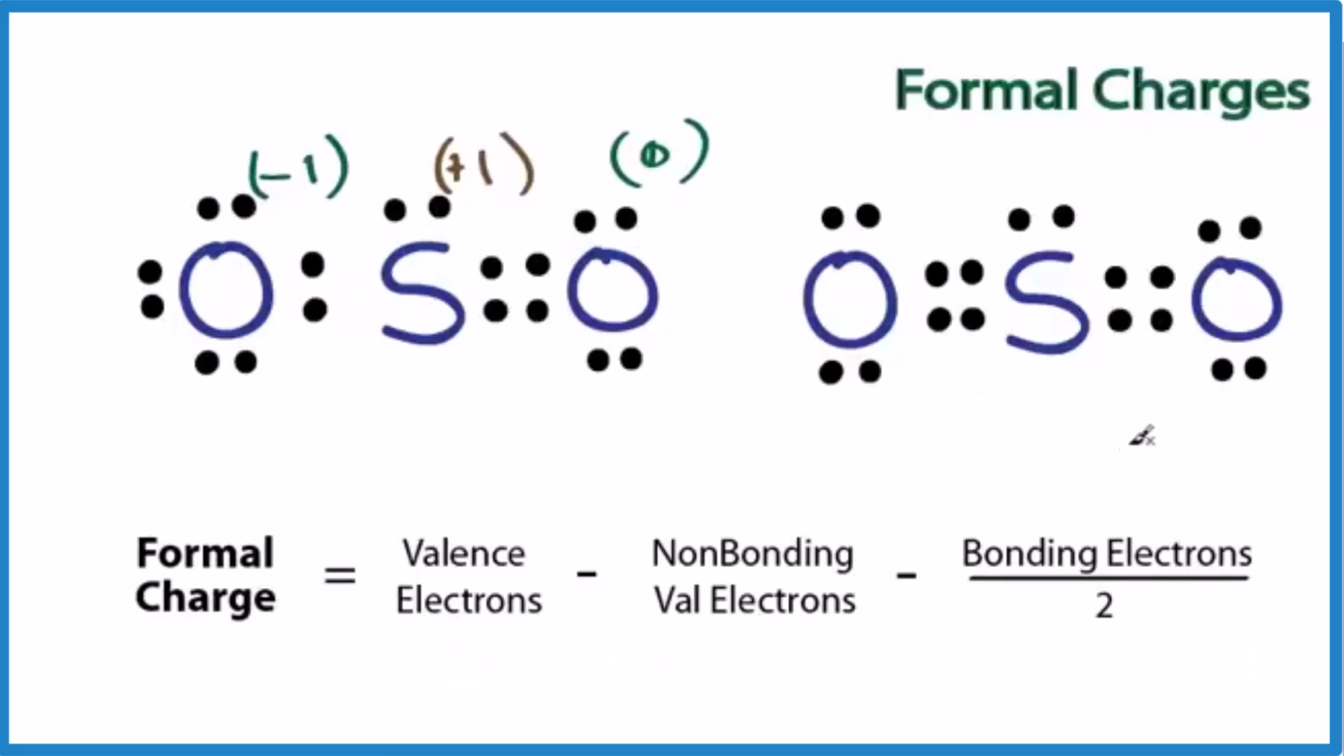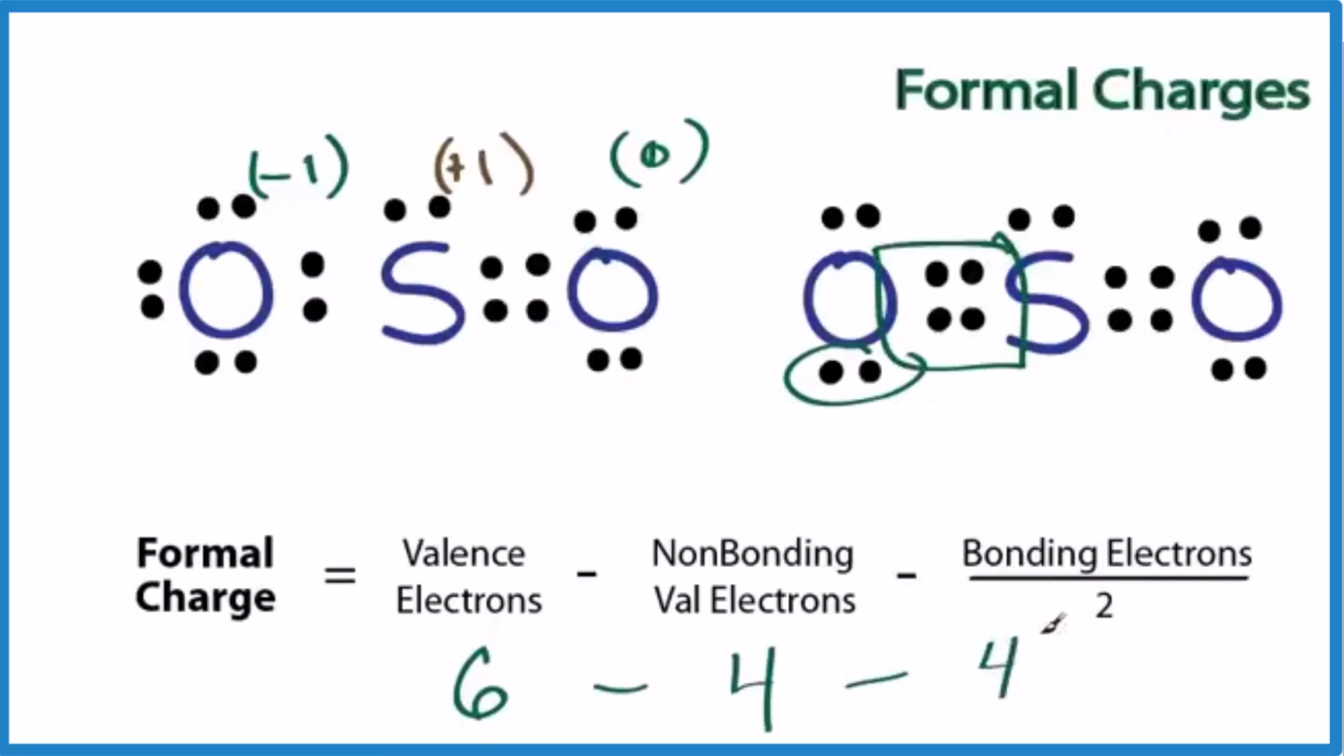Let's try this molecule over here. So we're going to do this oxygen. We have 6 minus 4, and then these are our bonding, so 4 over 2. That equals 0. Formal charge of 0.